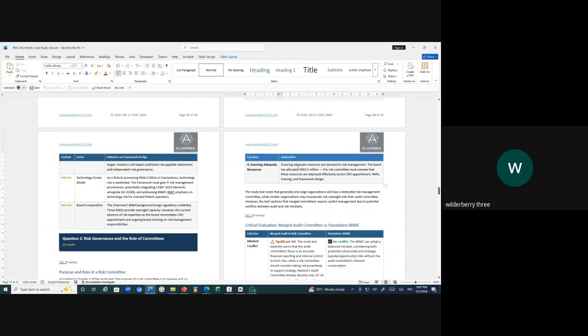What you need also to understand in the case study, when you come up with a theoretical point, is that you say the purpose of the role of a risk committee is to ensure adequate resources. Then you say, in this case, referring to this case, the board has allocated 3.5 million. Is this enough? That's how you always relate points to the case study itself.